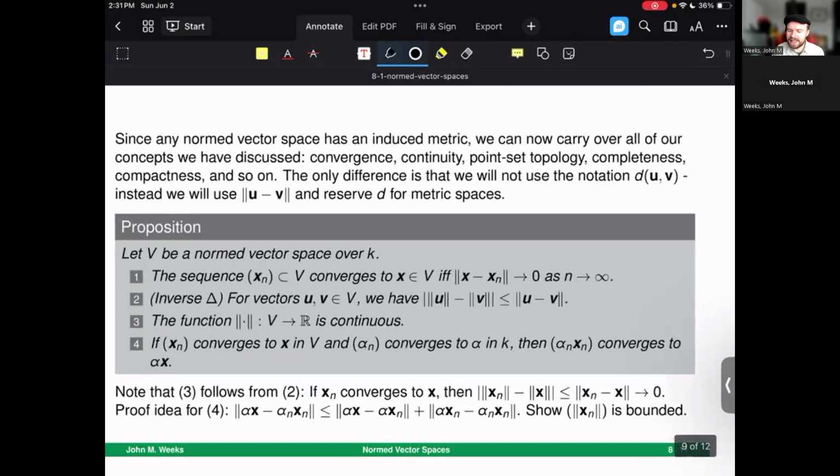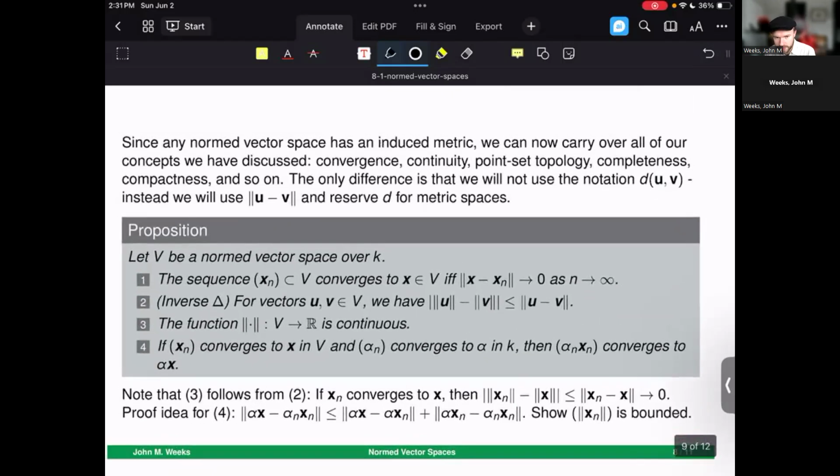Instead, let's go through and see some of the properties of norms once we have them. It turns out that these 4 things come directly from the definition of a norm, and we don't even need anything extra to talk about them. Any norm space has an induced metric, so our notions of convergence, continuity, completeness, compactness, point set topology, all of these sorts of concepts are all going to carry over for us into this new section.